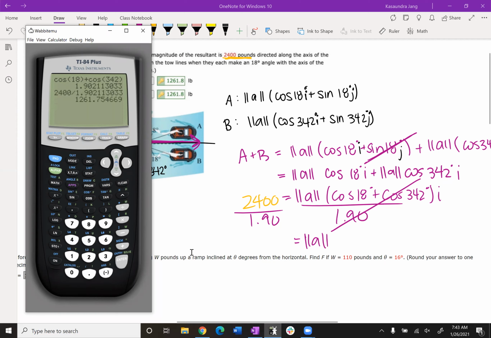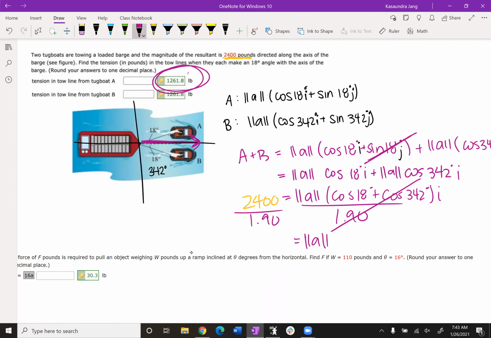Okay. So this is 1,261.8 if I go to one decimal. So that's kind of what they have right here. And like I said, for vector A and vector B, they're both pulling the same amount, just in different directions. So they both have the same number of pounds. All right, so I hope that helps on this guy. Let's look at the next one.